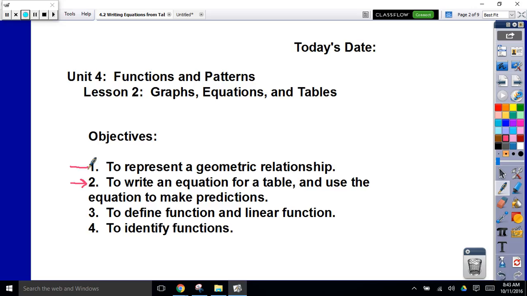We're going to talk about geometric relationships, defining what a function is and a linear function, because this unit is all about functions and patterns, so it'll be helpful to know what a function is. And then we'll talk about how to identify functions. We'll be doing more with functions, so the big goal for today is writing the equations for the tables.